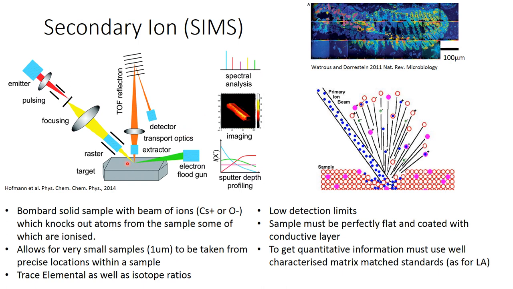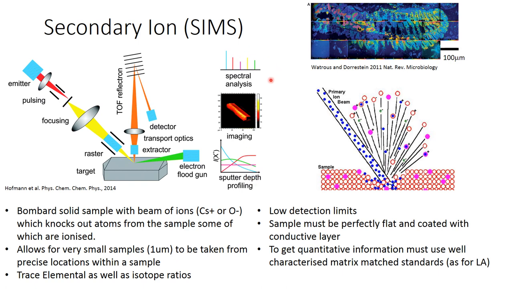We can actually move the position of this spot around, or move the sample around, to produce a map of elemental or isotopic composition. And sometimes, particularly in material science, if you just keep this ion beam in the same place over time, eventually it works its way down through the sample, so we can get very small spatial scale depth profiles through samples.